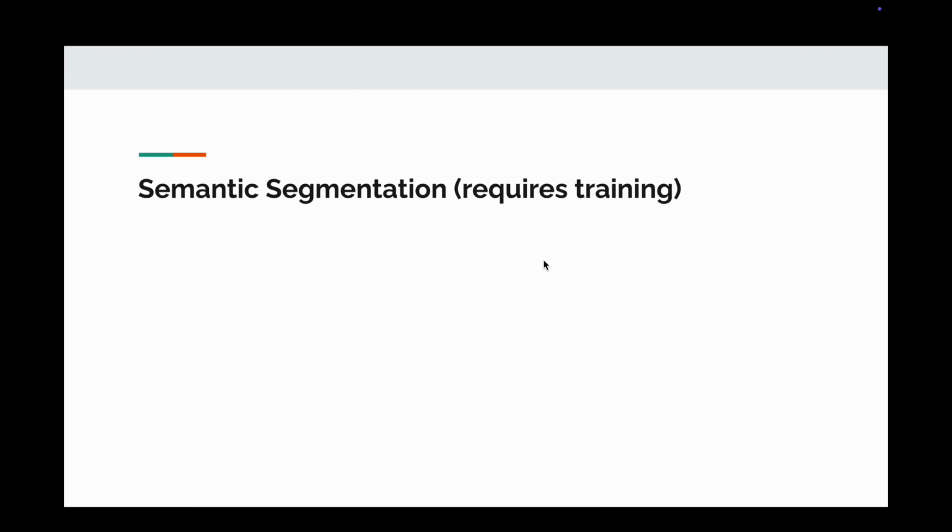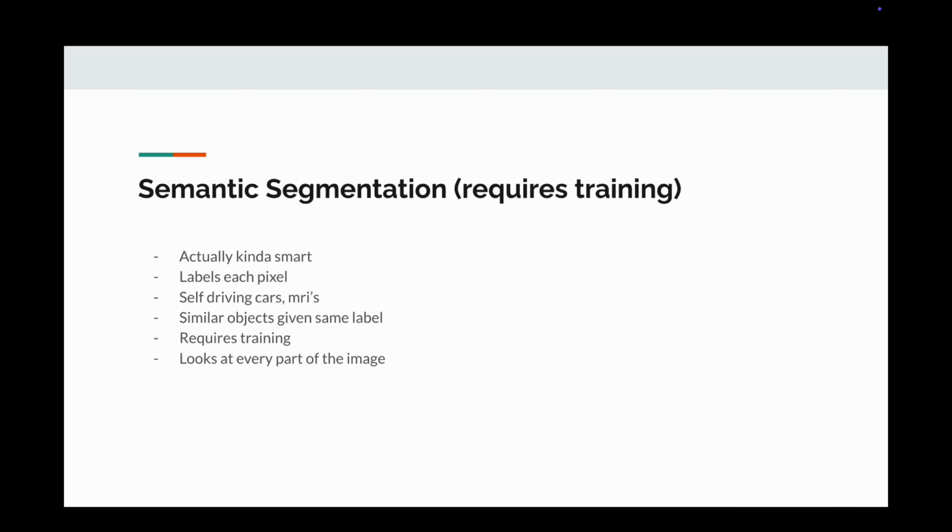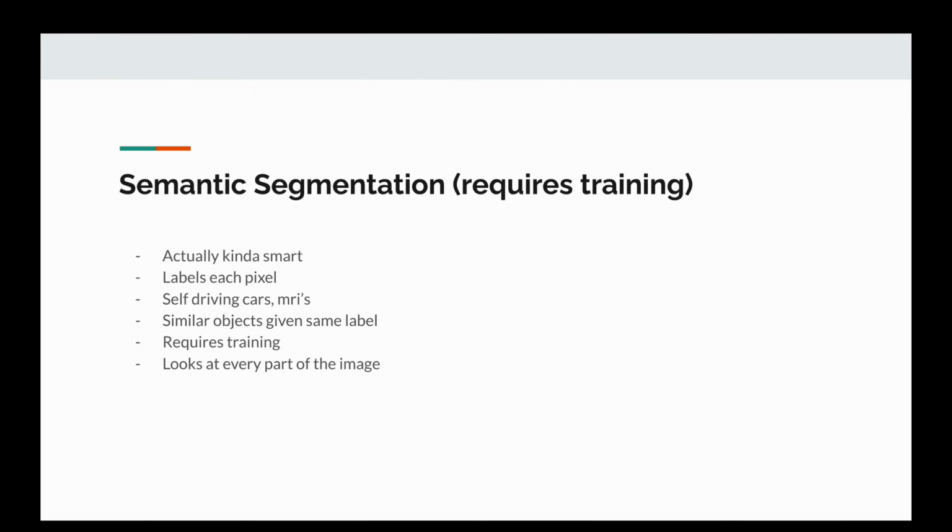Then there's the real smart stuff, semantic segmentation. So here it actually labels every single pixel as a part of some class, whether it be a car, tree, or dog. And this is usually used in self-driving cars a lot, because that's how they recognize if it's a pedestrian or traffic light or anything near them. And this does require training, and it looks at every single part of the image. However, similar objects are given the same label.